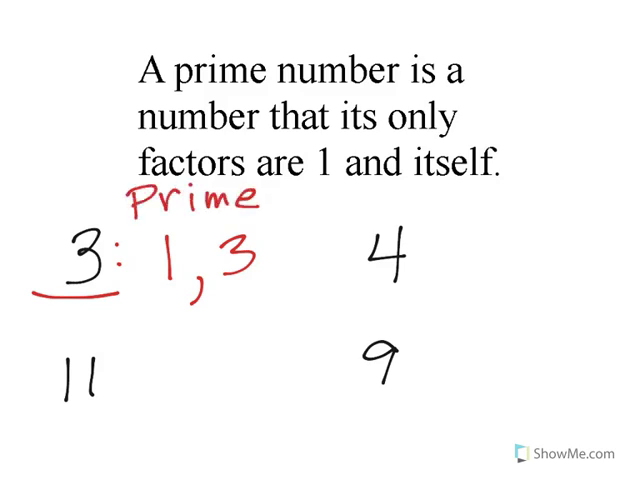Okay. If we list the factors of 4, we have 1, 2, and 4. Well, this has more factors than just 1 and itself, so we actually call those numbers composite.